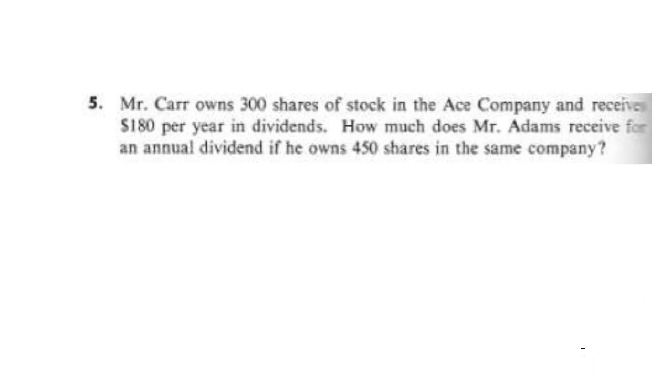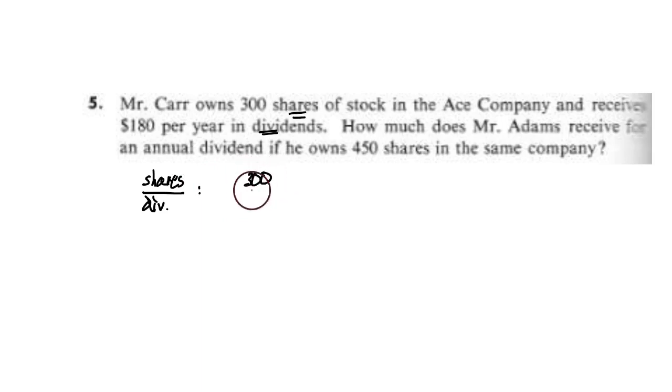Number 5, Mr. Carr owns 300 shares of stock in the Ace Company and receives $180 per year in dividends. How much does Mr. Adams receive for an annual dividend if he has 450 shares in the same company? So we have two variables. We have so many shares of stock, and then we have an amount of dividends. I'm going to create a proportion, and I'm choosing to put shares on top and amount of dividends on the bottom. But I could do this upside down.